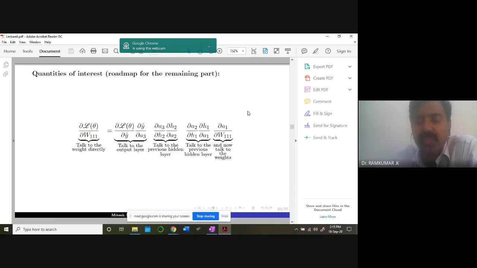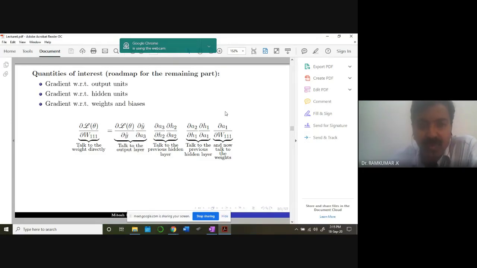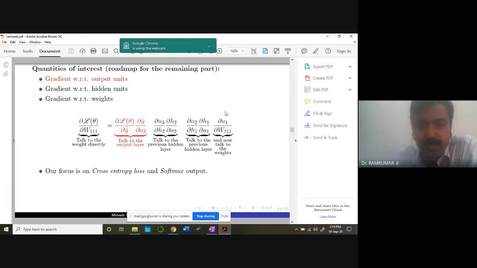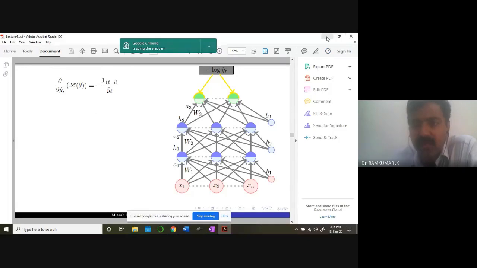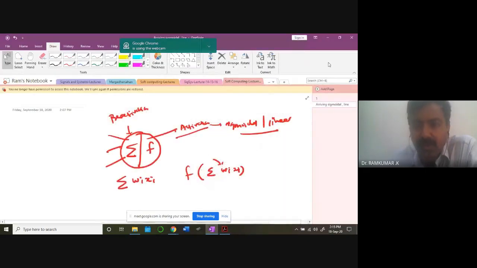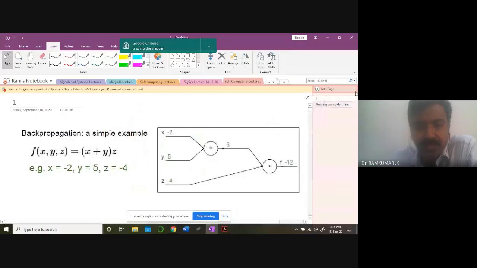So we are trying to assign the credit to each and every one of the weights. That's why it's called the credit assignment problem. Okay, quantity of interest. So that's how it works. Talk to the output layer, talk to the hidden layer, talk to the previous hidden layer, and now talk to the weights directly. So we will learn about cross entropy loss in a different class. Okay, so that's the intuition.